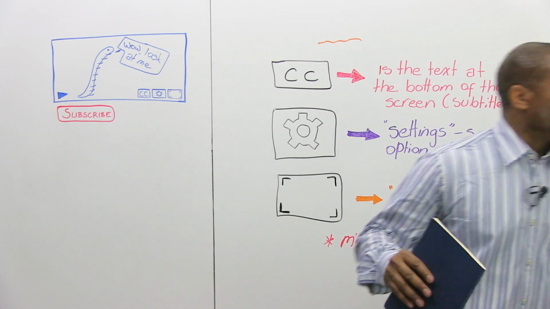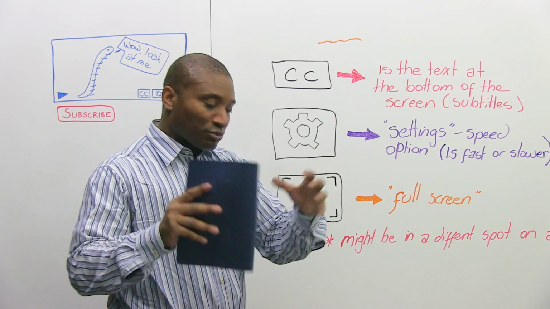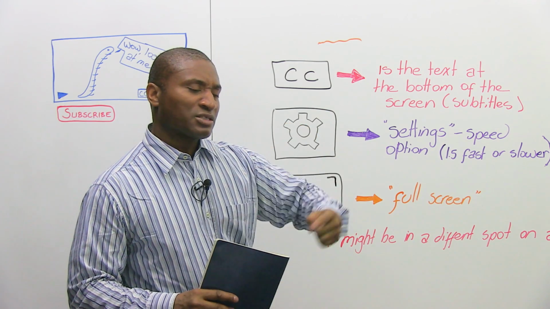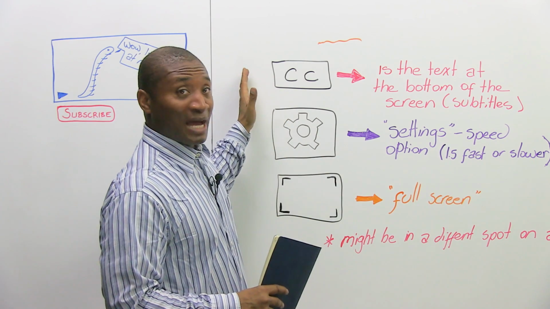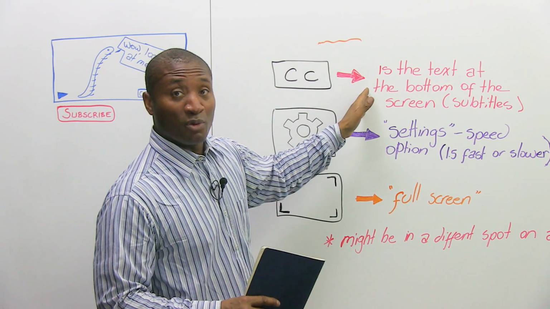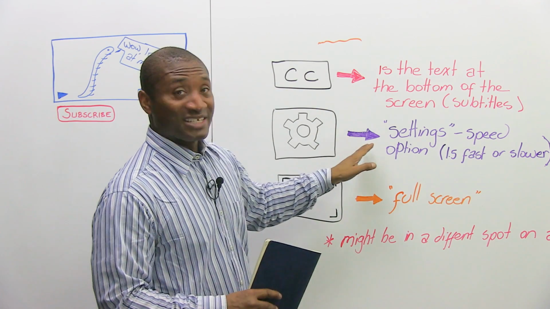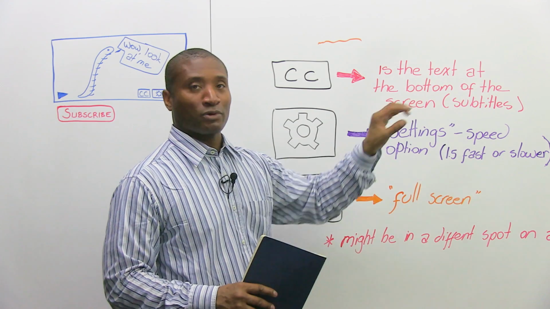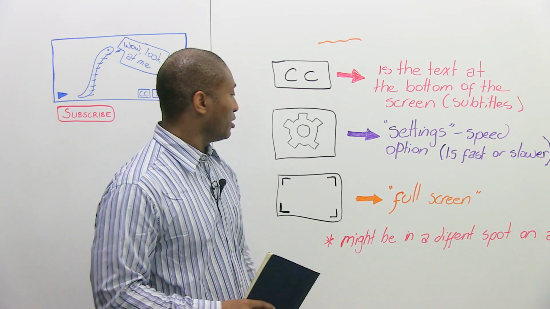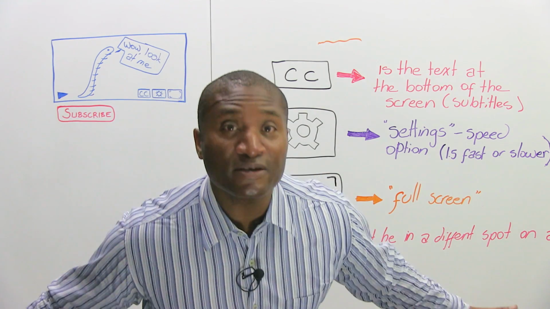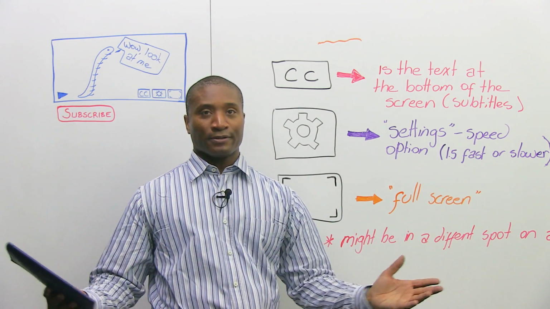A quick little synopsis or a quick little recap. That means to go over the lesson to make sure we understand it. Closed captioning is for the words, right, on the bottom of the screen. The gear or the settings we can use for speed, to speed up or slow down if necessary. And the full screen is to make me big or make me small, right?